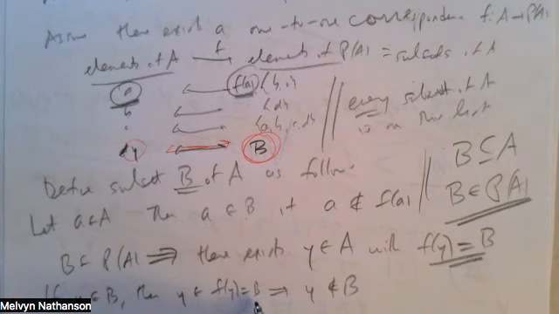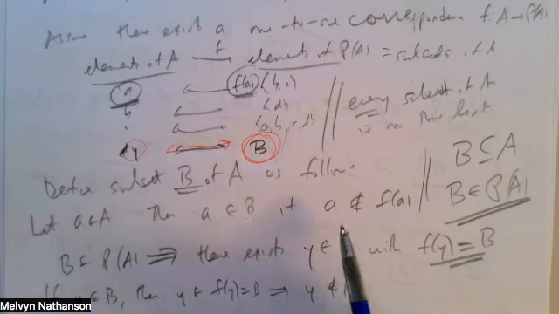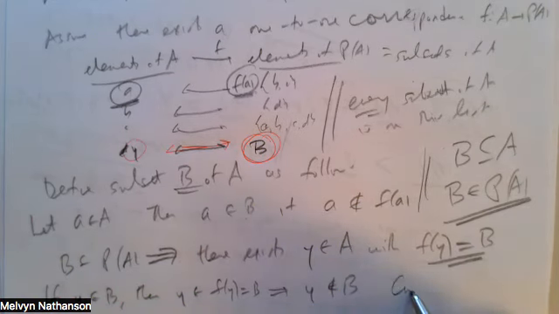Because B consists of all the elements A where F of A is not in B. Sorry, B consists of all the elements A such that A is not in F of A. So if Y is in F of Y, then Y is not in B. But this is a contradiction.